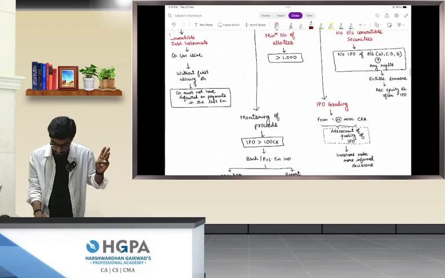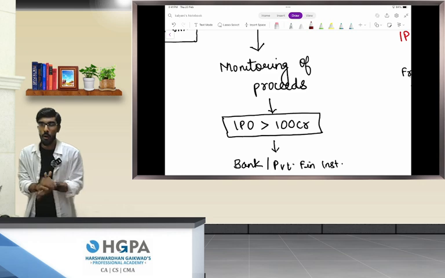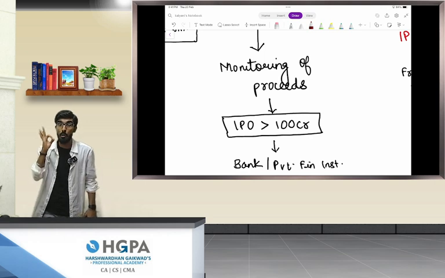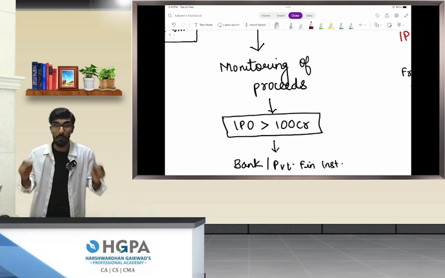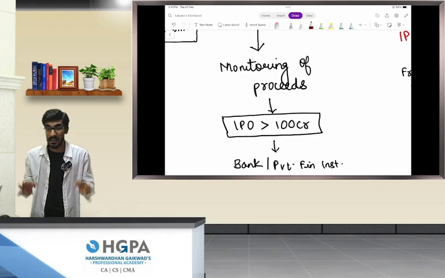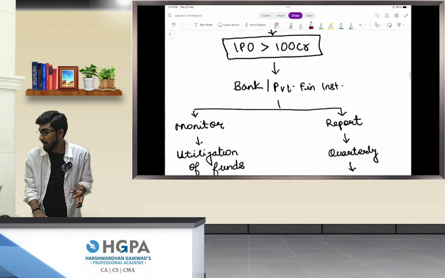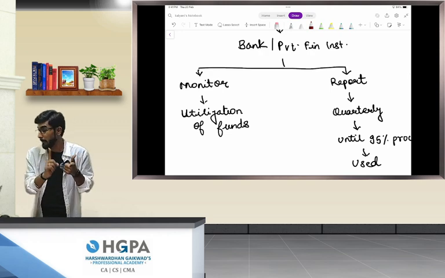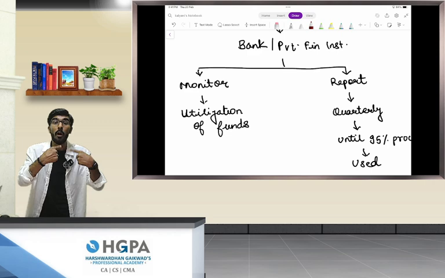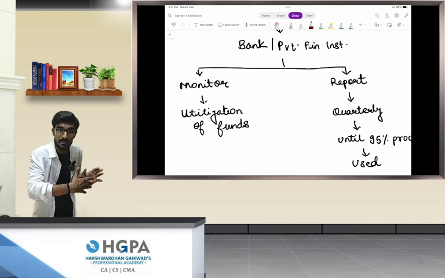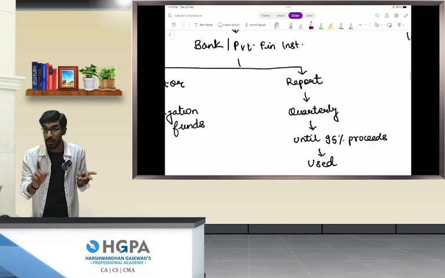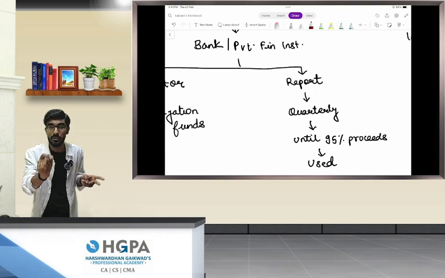Good to go, people. Next is monitoring proceeds. For example, if Lenskart's IPO size is more than 100 crores, it has to appoint a bank or a private financial institution to monitor the utilization of funds, and report quarterly until 95% of proceeds are used.